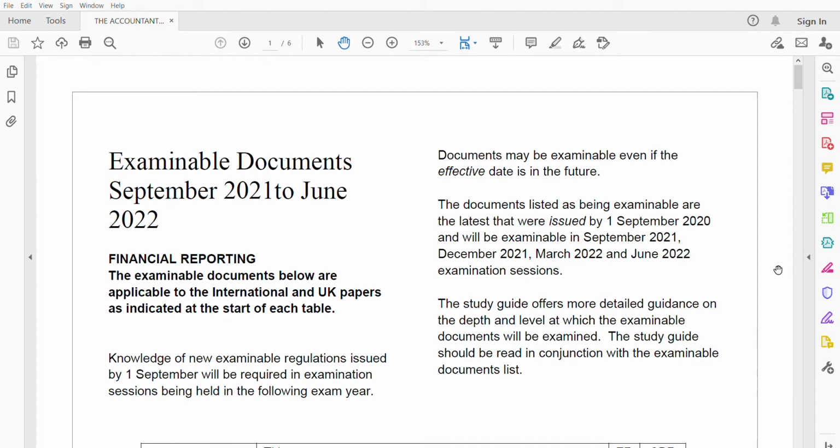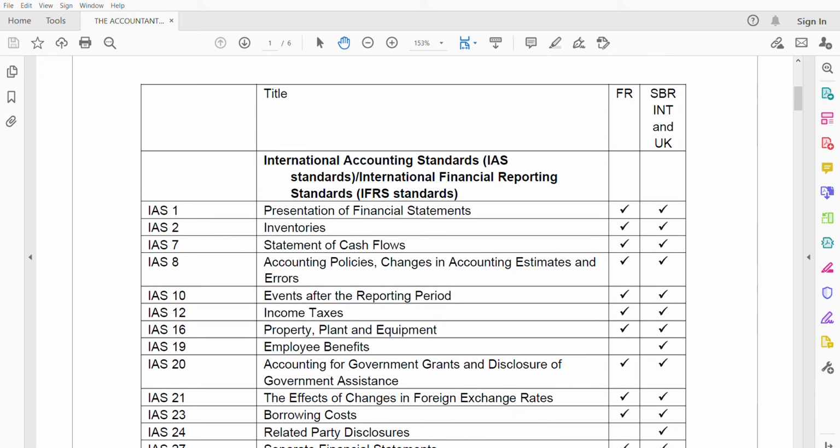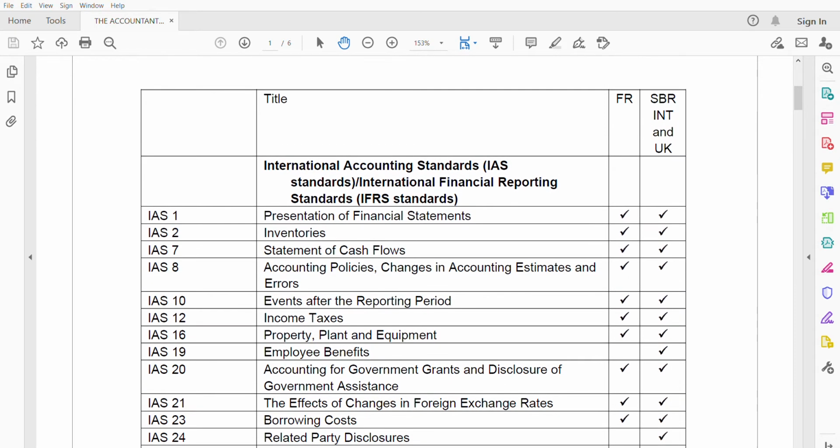So let us see what are the IFRS and IAS. Starting with IAS, if you can see there are two columns where tick marks are there. One is for financial reporting, one is for SBR. SBR includes both international and UK, so there is no doubt that this is for international or UK. It includes both. That means you have to study. You anyway have to study because it comes in the SBR international version.